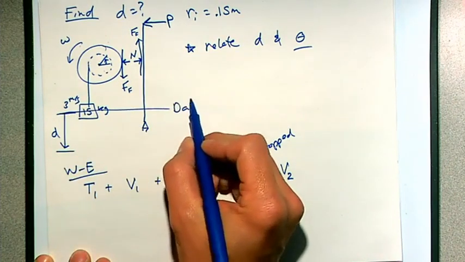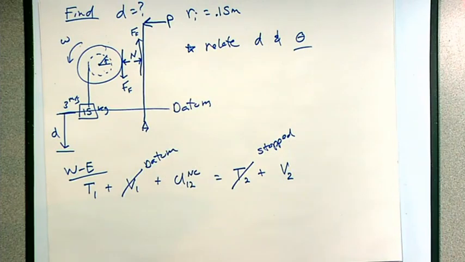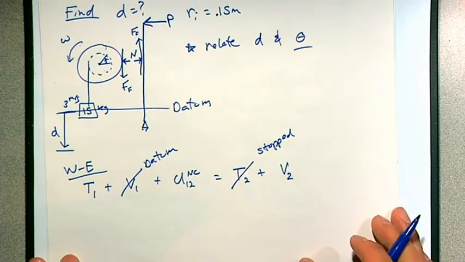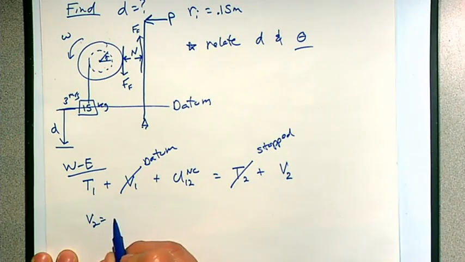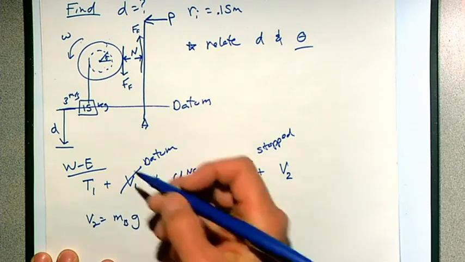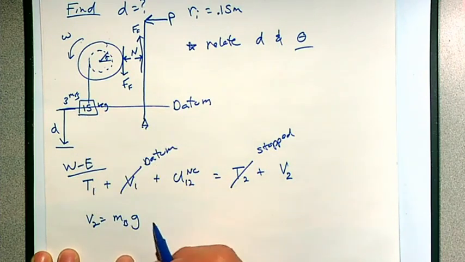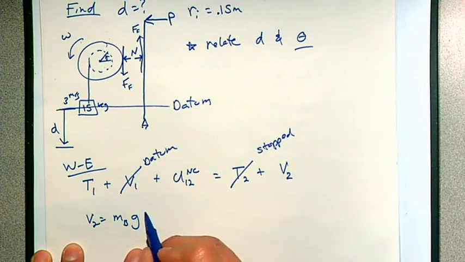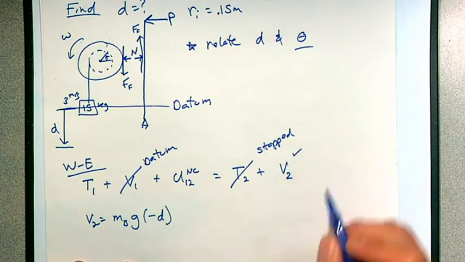If we set our initial height as our datum, we can let V1 go away. V2 then, mass of the block, MB, times G, times D. Our distance, but we're going down, so we're losing energy, potentially. So, minus that distance D down. That term is accounted for.